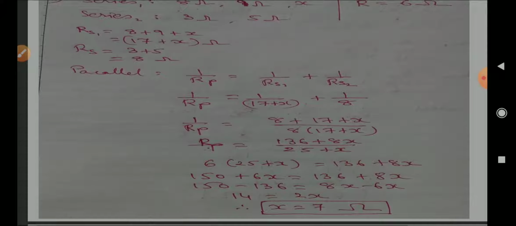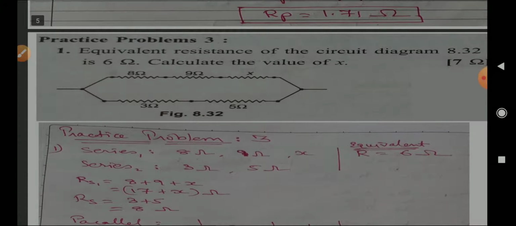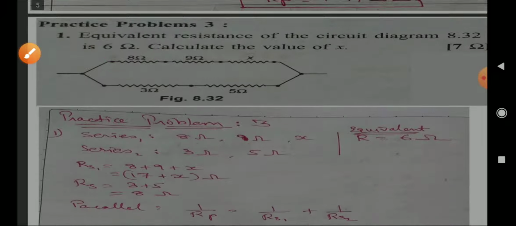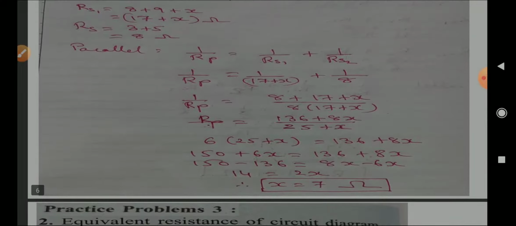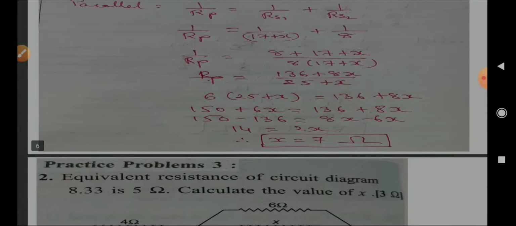So now cross multiplying, we get the value. So here we get, because already the resistance is given as what? The resistance of the whole thing is given as what? 6 ohm. So here if you see, it is 6. So Rp is given 6. So 6 multiplied by 25 plus x is equal to 136 plus 8x. Then simple calculations and mathematics, you will get x equal to 7 ohm.